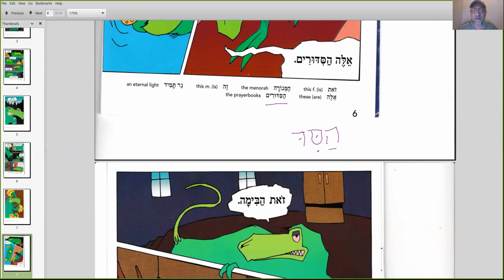Hey, Samech, Dalet, and we have a Shurik to get the U sound. Du. Resh, we've got a Resh, R sound. Hirik, Yod, that's where we get our E sound. It ends with a Mem Sofit. Ha-sidorim. Ha-sidorim. All right, let's try it one more time.